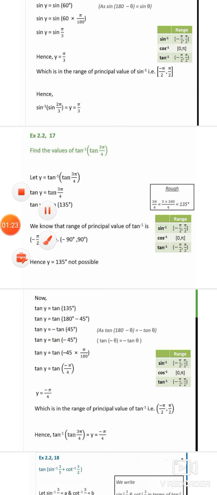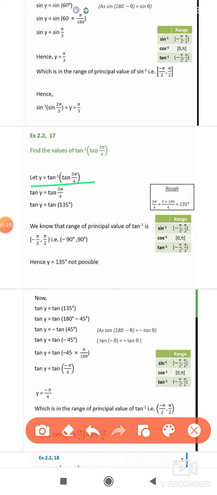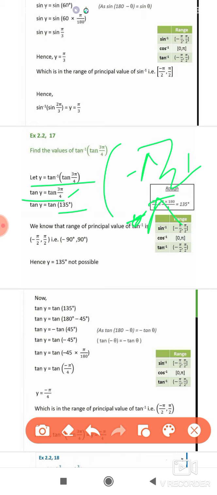Let y be equal to tan inverse tan 3 pi by 4. Let tan y is equal to tan 3 pi by 4, and 3 pi by 4 is equal to 135 degree, which does not belong in the open interval minus pi by 2 to pi by 2. So again what we will do, we will simplify this, and 135 degree will be equal to 180 minus theta, 180 minus 45 degree.